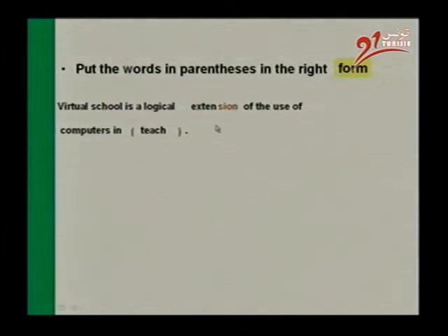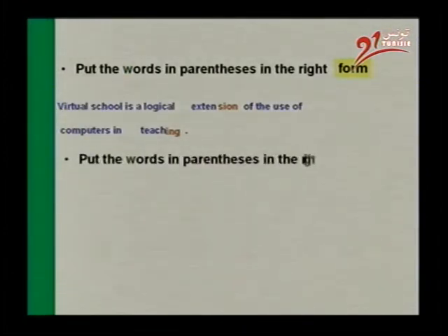Now, for the second verb, the extension of the use of computers in, we use computers in. Normally, we should add a noun here to get the word teaching. And the sentence that we have now is correct and the words are in the right form. Virtual school is a logical extension of the use of computers in teaching.